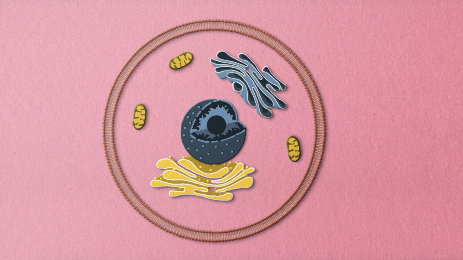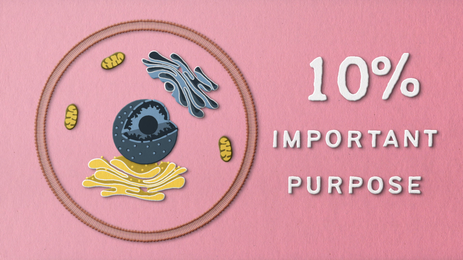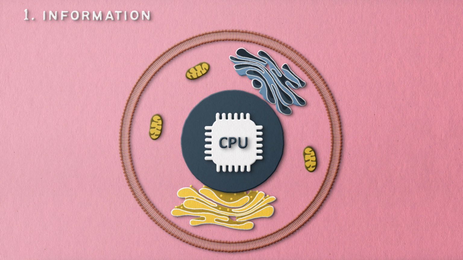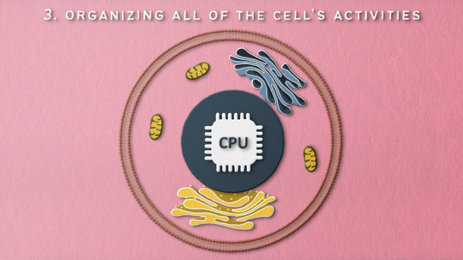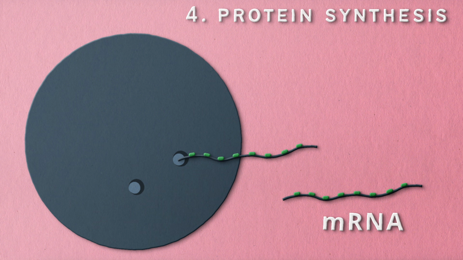The nucleus, if there is one, makes up approximately 10% of the cell's volume and has an incredibly important purpose in the cell. The cell nucleus functions as the information processing center of the cell, storing genetic material and organizing all of the cell's activities from cell division to synthesizing proteins. The nucleus is especially important for protein synthesis. Oh yeah, it's the site of transcription where messenger RNA or mRNA is produced.